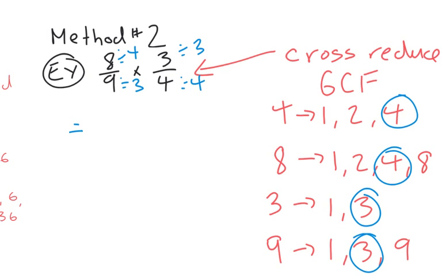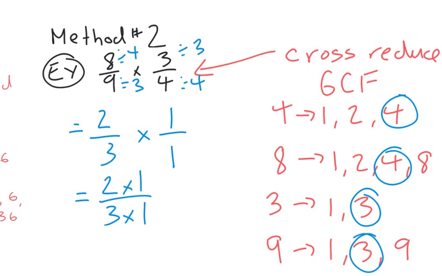8 divided by 4 happens to be 2. 9 divided by 3 is 3. 3 divided by 3 is 1. And 4 divided by 4 is 1. Since this is multiplying fractions, you do not need to mess with the lowest common denominator or lowest common multiple. So you just have to multiply the numerators and denominators. So we have 2 times 1 over 3 times 1.